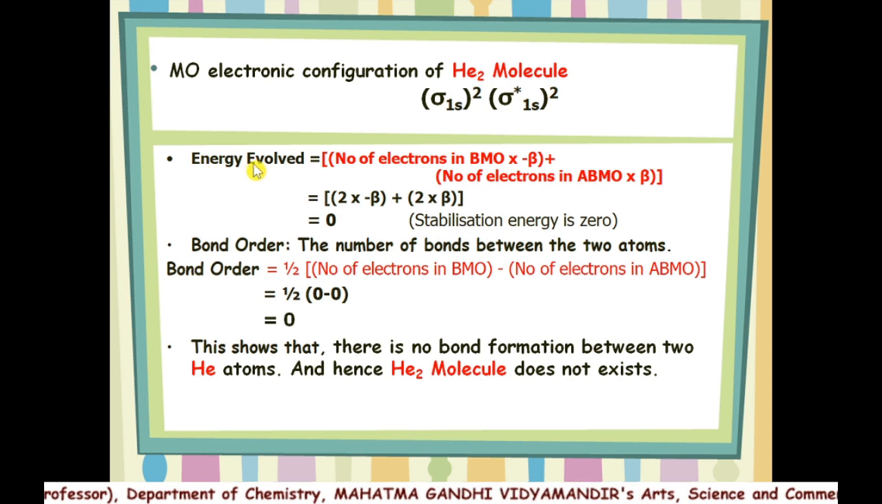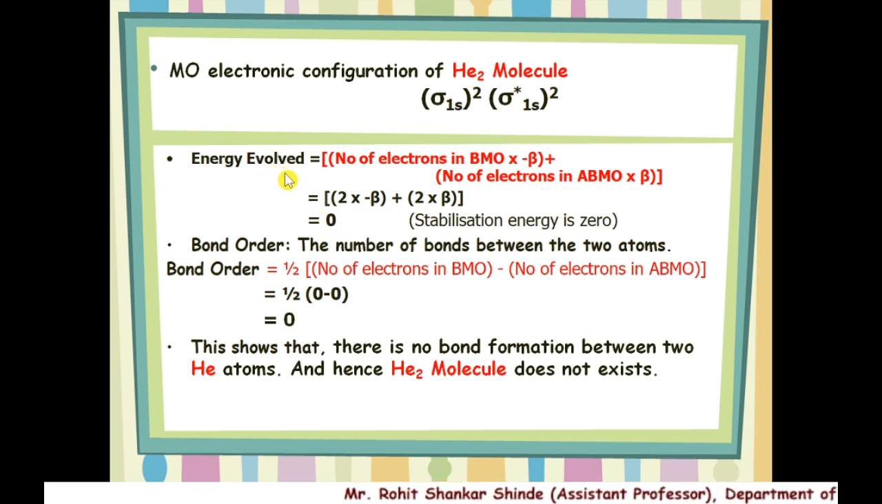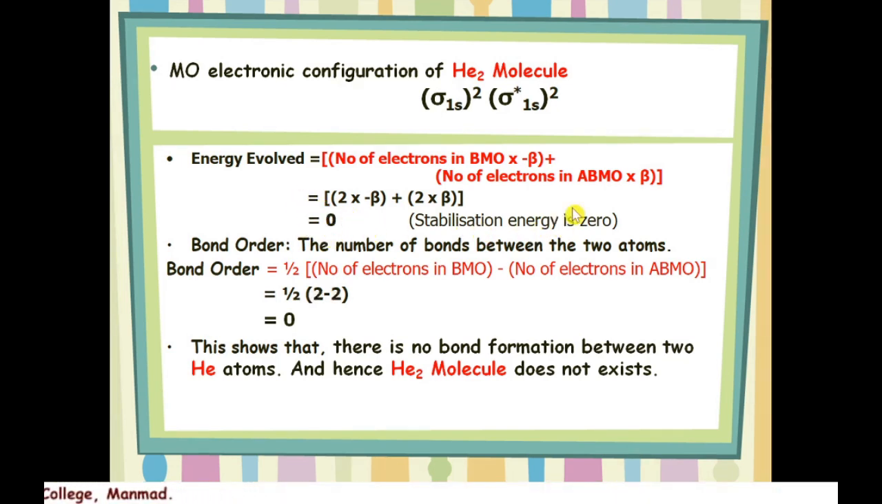Let us calculate the energy evolved. The energy evolved can be calculated by using this formula. Let us put the values. The number of electrons in BMO, that is 2 into minus beta, plus 2 into beta. So minus 2 beta plus 2 beta becomes 0. So the energy evolved in the formation of the He2 molecule is 0. Stabilization energy is 0.